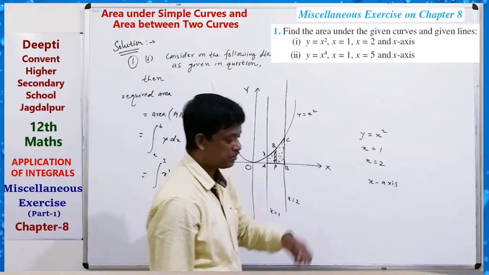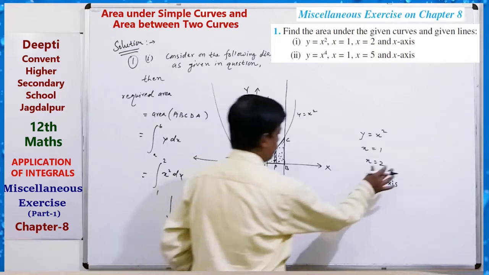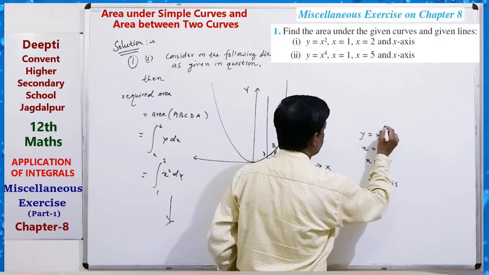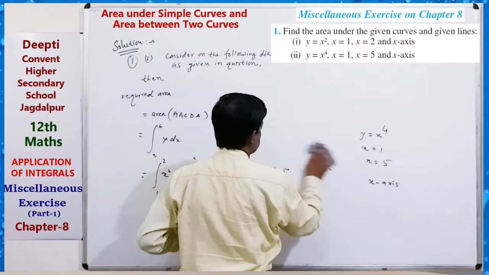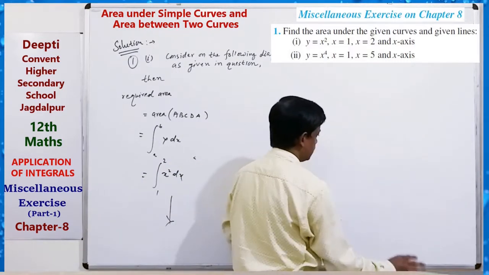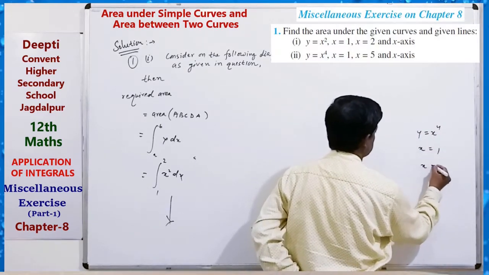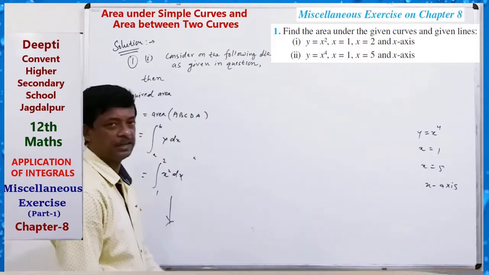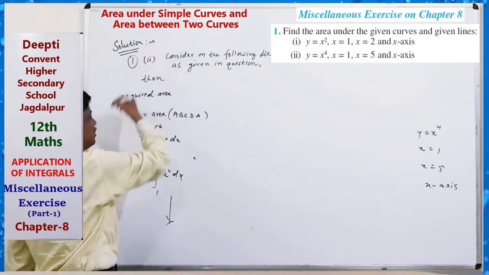Okay. The second question gives y equal to x to the power 4, x equal to 1, x equal to 5, and the x axis. This is the given part. Here y equals x to the power 4, x equals 1, x equals 5, and the x axis. These are our boundaries in the second question.